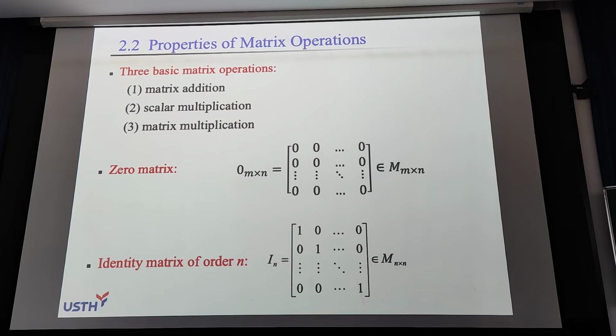The identity matrix of order n is a square matrix of order n. And more than that, it must be diagonal. Any entry outside of the main diagonal is zero, and every entry lying on the diagonal must be 1. With that, the matrix is called the identity matrix of order n. In Vietnamese, you have ma trận đơn vị cấp n.